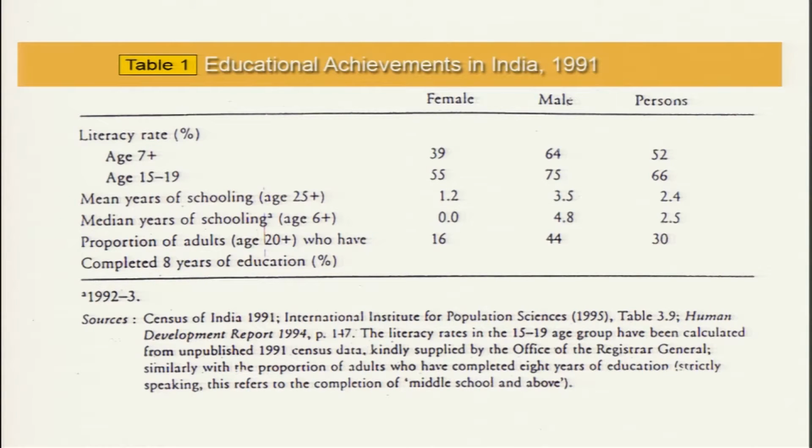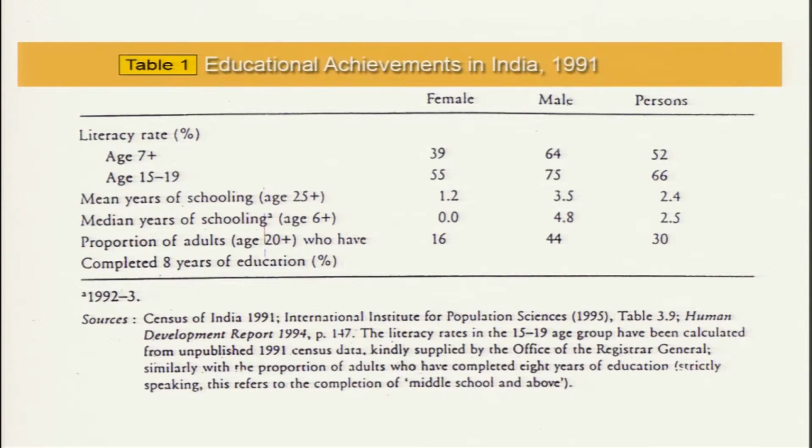Not only that, there is also a lot of disparity in male and female literacy. If we look at the figure of the 7+ age group literacy rate, you see that there is a lot of disparity. Whereas for the male this figure is 64%, for female it is only 39%. Similarly, if we look at the mean years of schooling or median years of schooling, everywhere there is a lot of disparity between men and women.